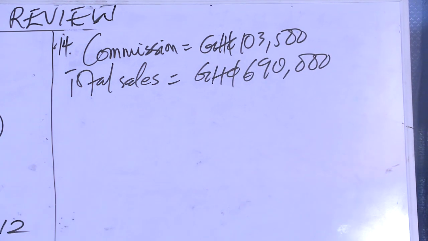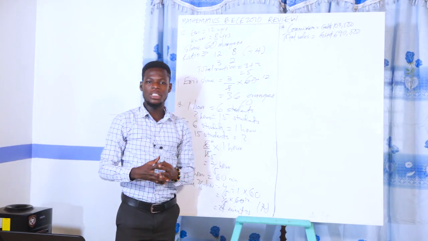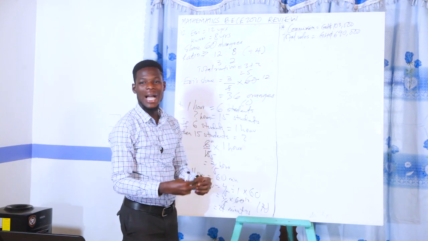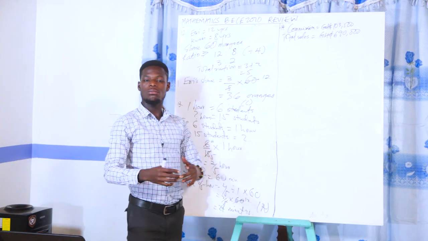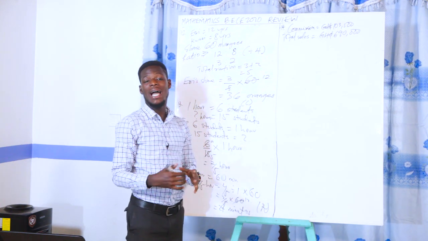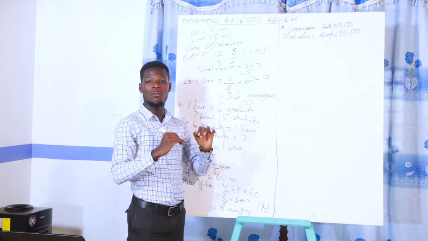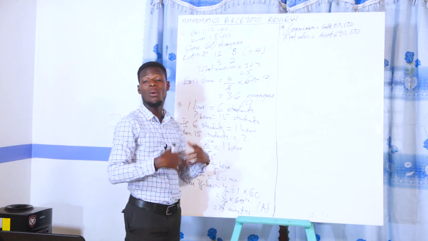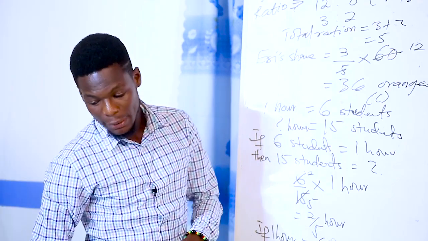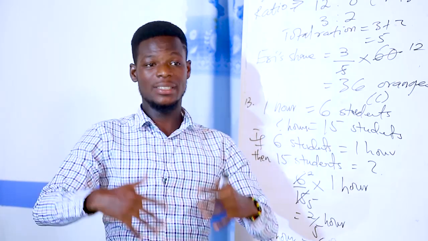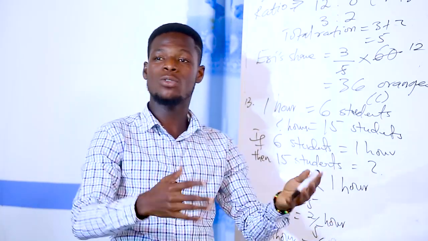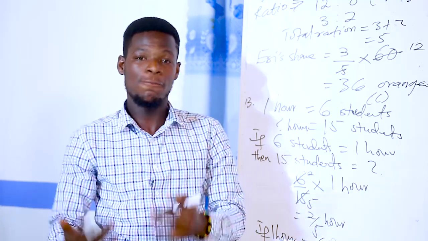So total sales was 690,000 cedis. Now, let me talk a little bit about commission before I proceed. Commission is an amount you are given for undergoing a particular trade or achieving a particular magnitude of sales. That is commission. So in this question, a housing agent means someone who sells houses for people or rents or leases houses to people for their original owners.